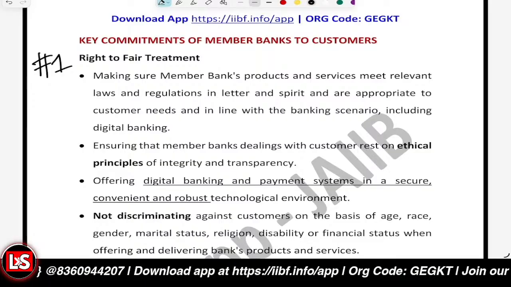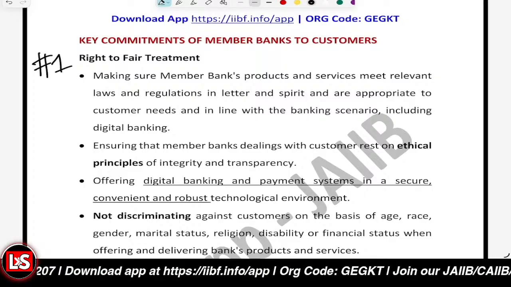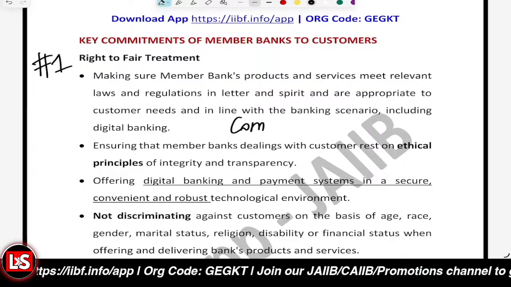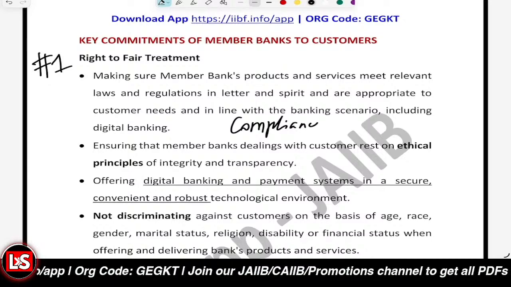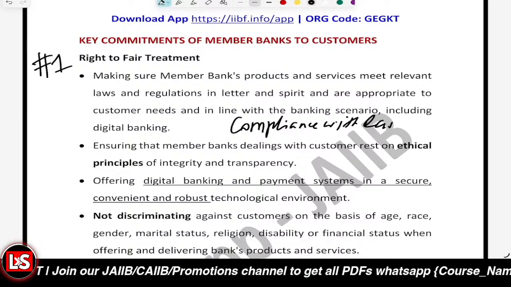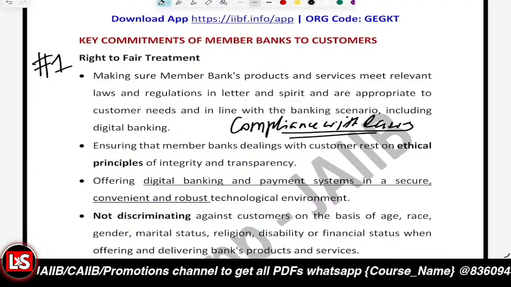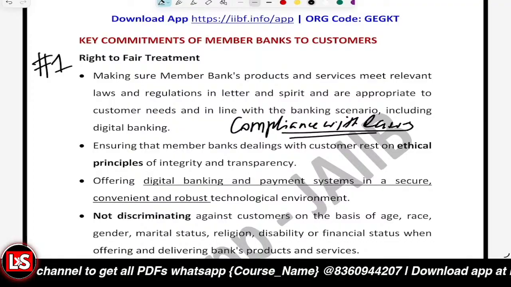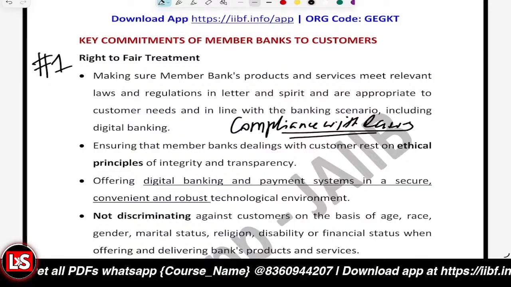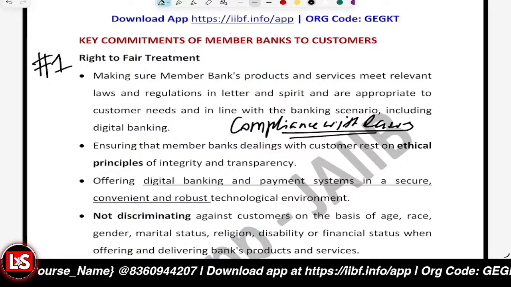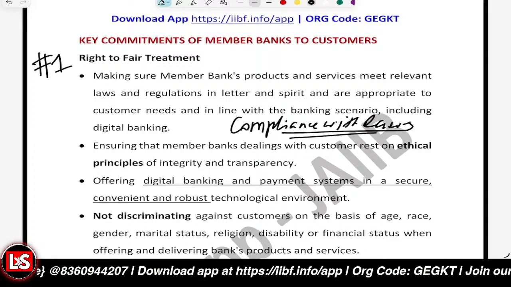And some of the major commitments are related to compliance with the laws. First of all, the member banks are to comply with the law. So whatsoever different laws are there, the member banks should be complying with the laws. It's not about the practices, it's about products and services which are being offered, those must be complying with the applicable laws, regulations, Reserve Bank of India guidelines, etc. That must be there, right?